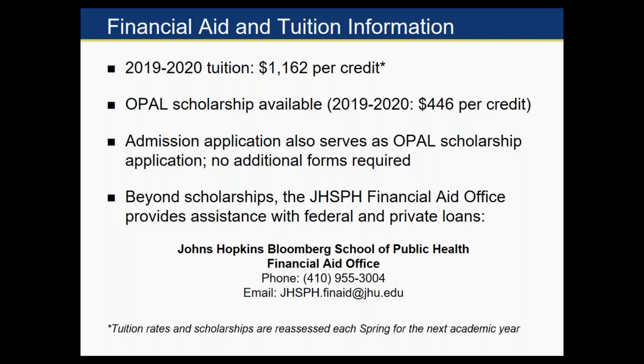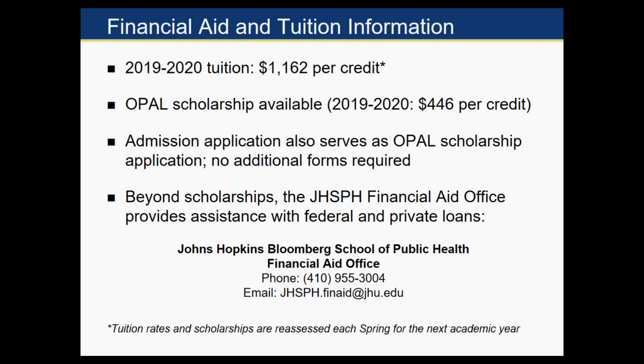For the 2019-2020 school year, the tuition is $1,162 per credit. We do offer an OPAL scholarship that is available for these programs, which is a partial scholarship that covers $446 per credit, which leaves the students responsible for the remaining $716 per credit. This scholarship is specific funding to our OPAL programs, which is our online programs of applied learning. If you are admitted into the program, you are automatically awarded the OPAL scholarship. There is nothing additional you will need to do to receive it.